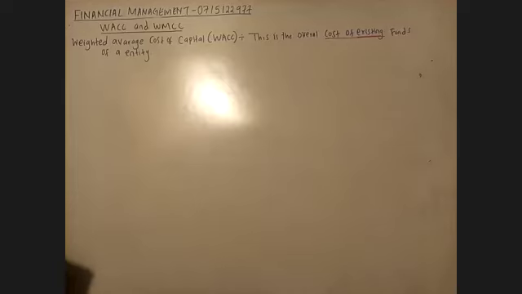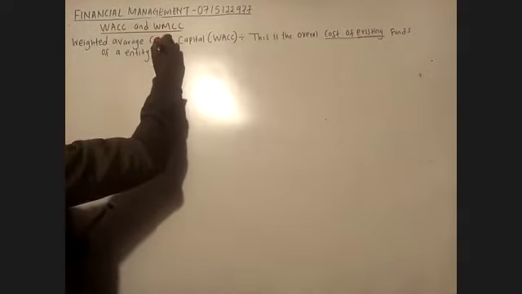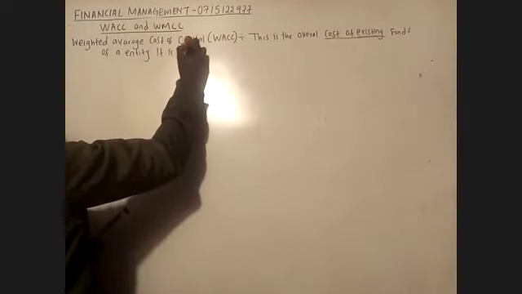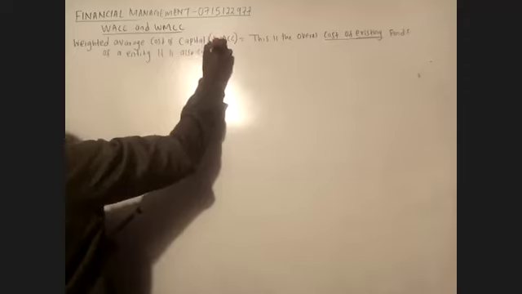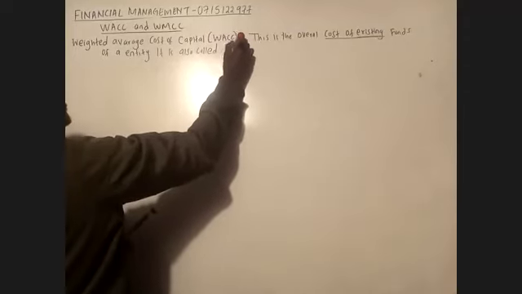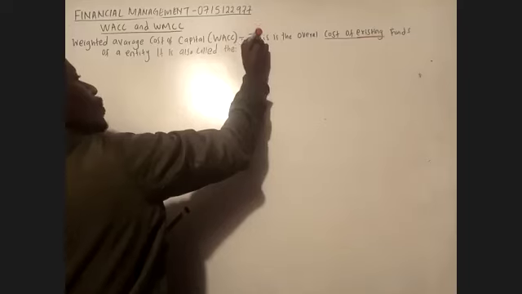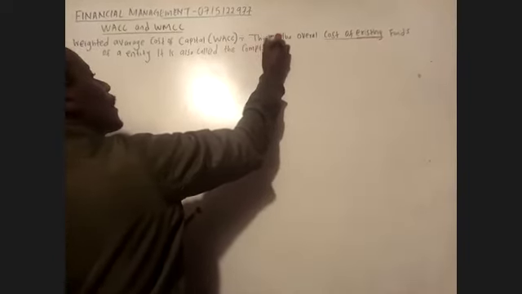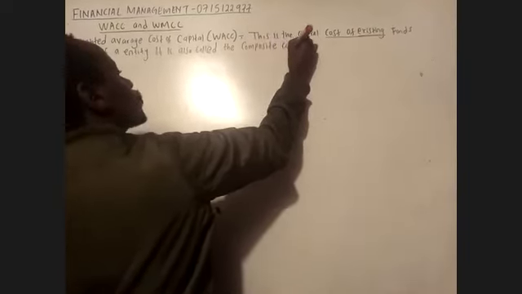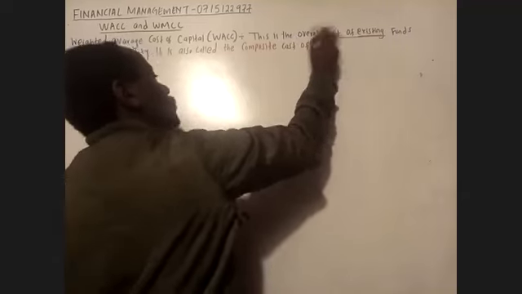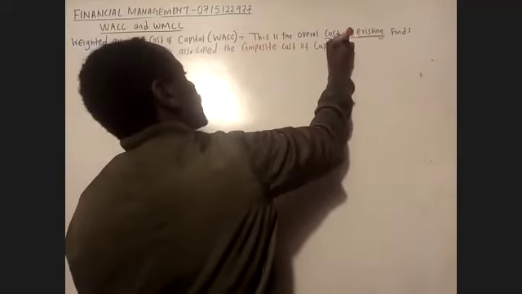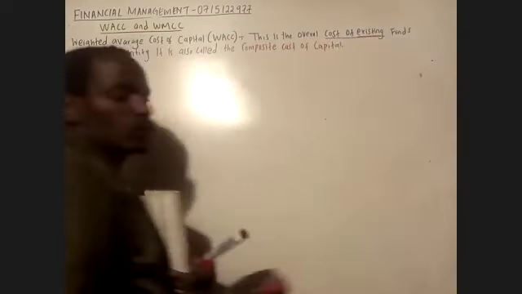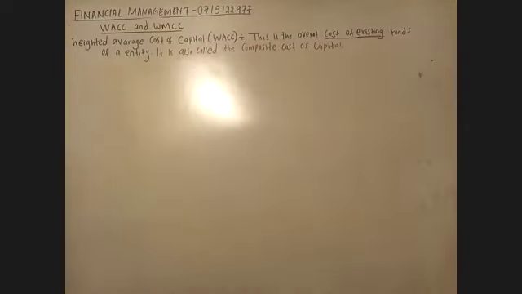It's also called the composite cost of capital. How do you compute it?